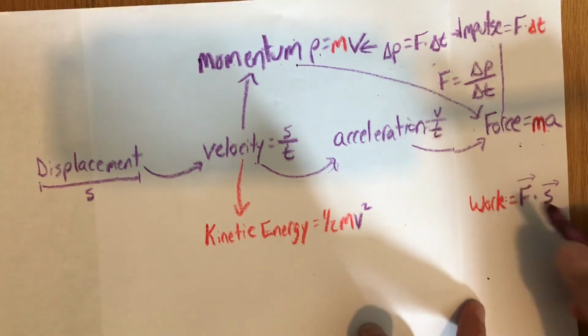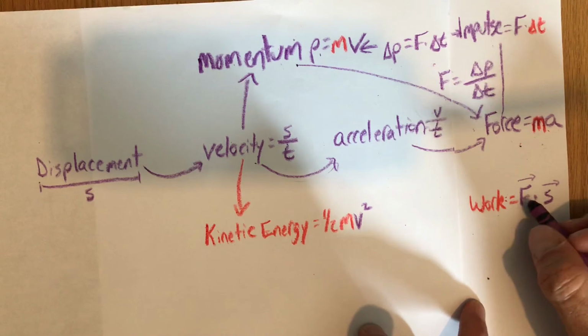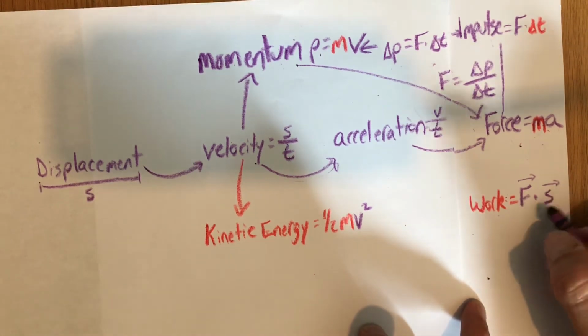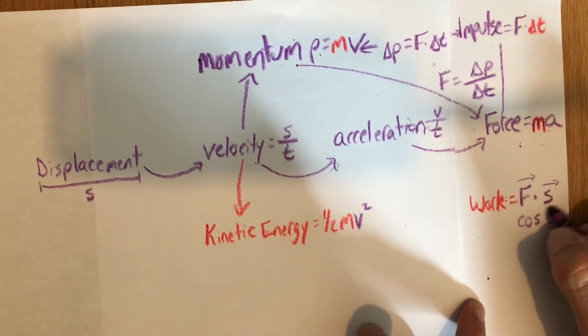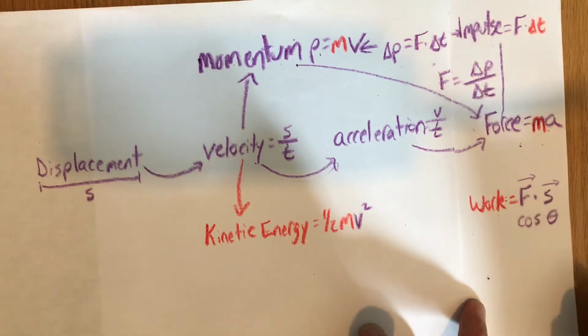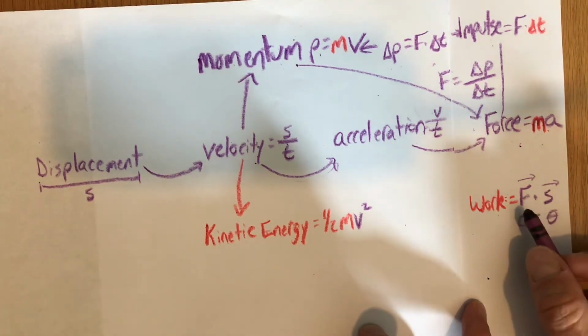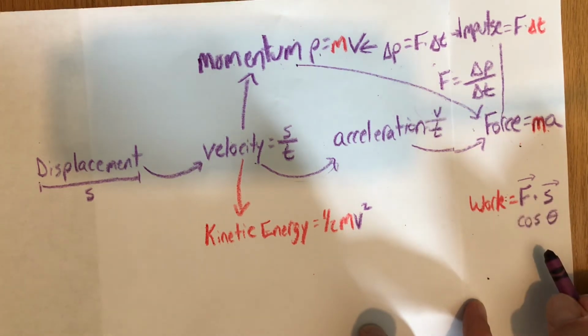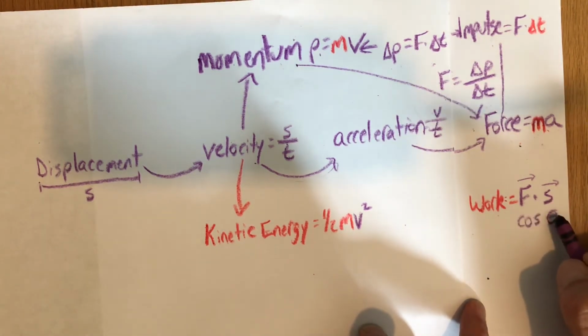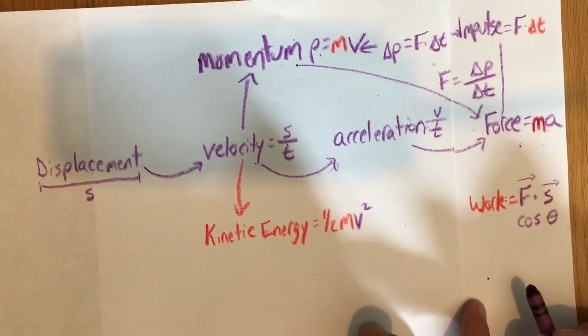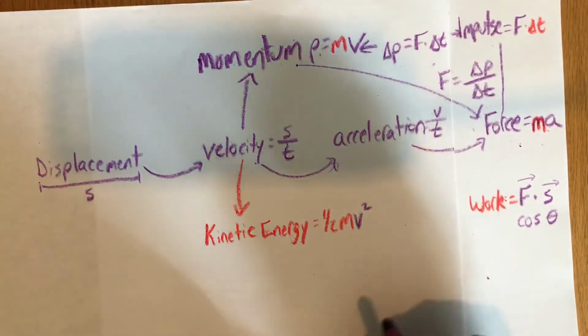But the full form of this equation is work equals force times displacement times the cosine of the angle between these two vectors, the smallest angle between these two vectors. And if indeed the two vectors are pointing in the same direction, then the angle between them is 0, the cosine of 0 is 1, and so that just vaporizes out of the equation.